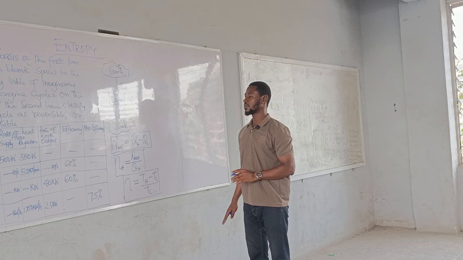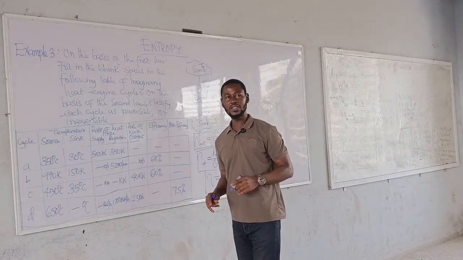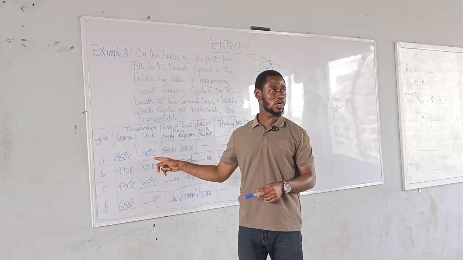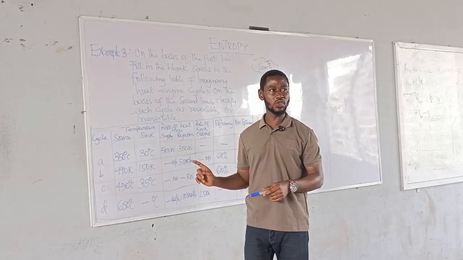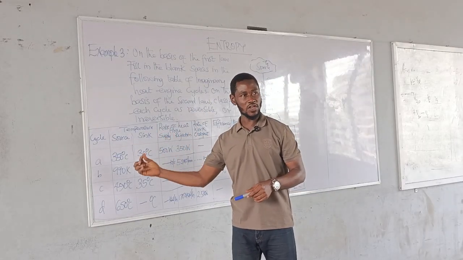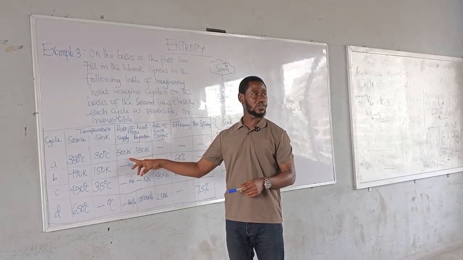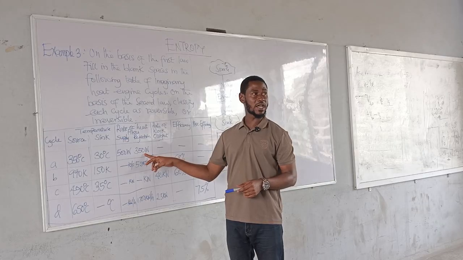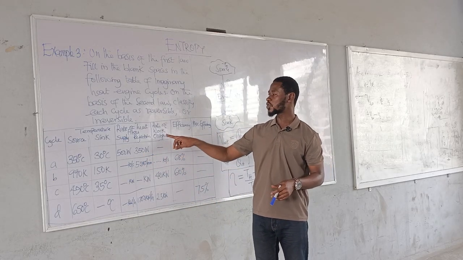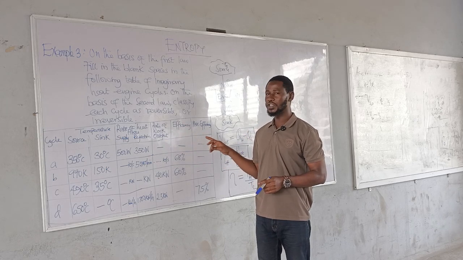Now, how do we go about this? We want to start solving now. Let's look at cycle A. In cycle A, we are given the source temperature to be 350. We have the sink temperature to be 30 degrees Celsius. You will notice that the sink temperature is far lesser than that of the source temperature. Then the heat supplied to the system is given as 500 watts, and the heat rejected from the system is 350 watts. We are asked to determine the rate of work output, the efficiency, and the last one is the maximum efficiency.